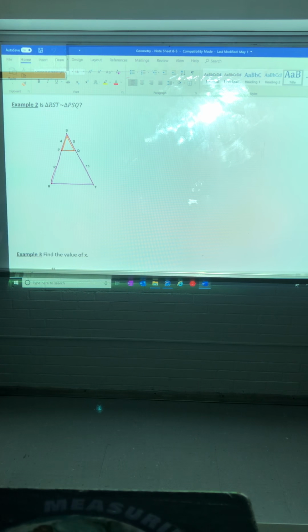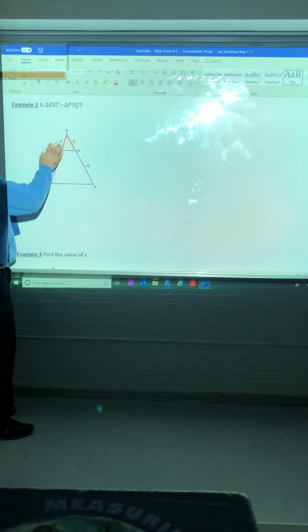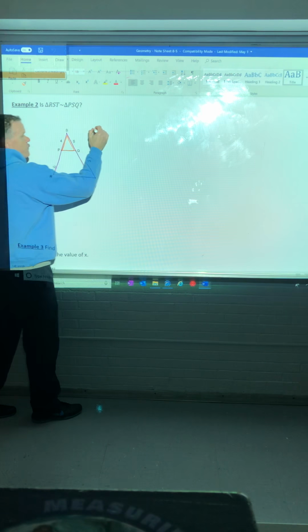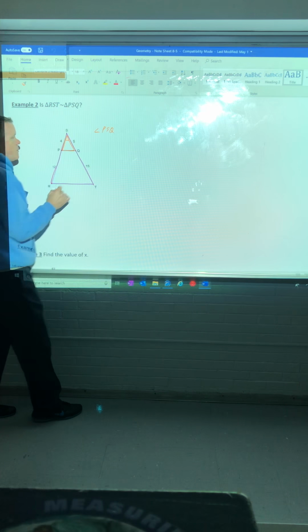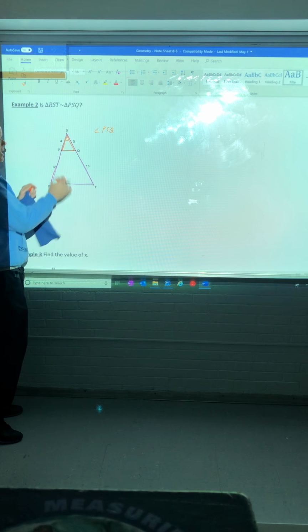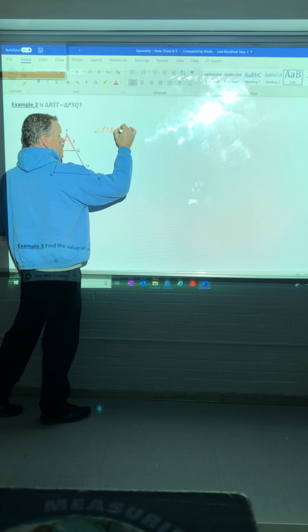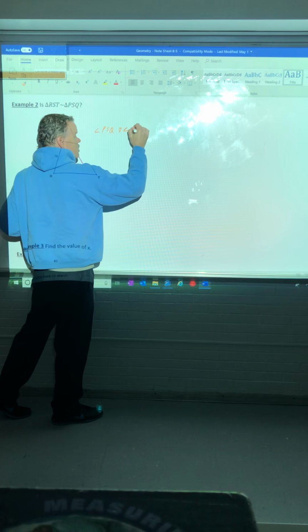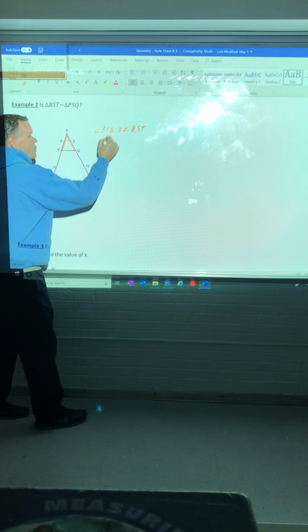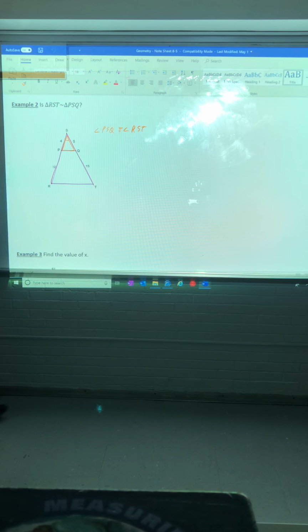Well, one thing you definitely have is angle S, the angle right here, angle PSQ. That's right here. It's going to be congruent to itself because they both share that angle, and you write that it's congruent to angle RST. So you have your included angle there, and you have the sides on the outside. You want to see if they're proportional.